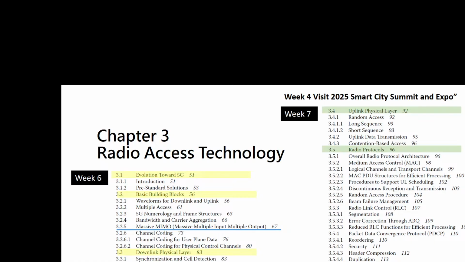Okay, so this week we are talking about basic building blocks. Okay, this can help us understand the basic architectures and massive multi-input multi-output, and the downlink physical layer. And the system information broadcast.